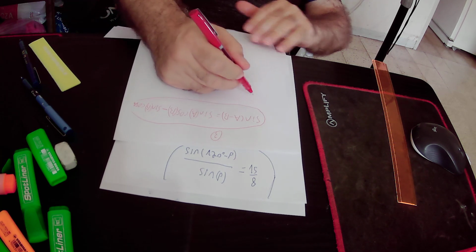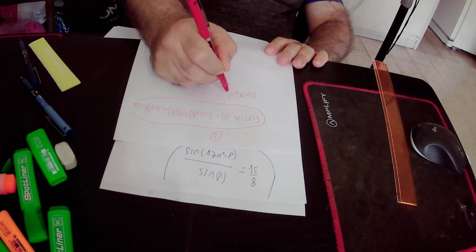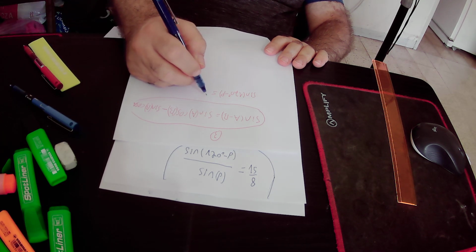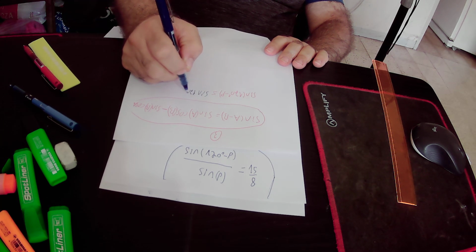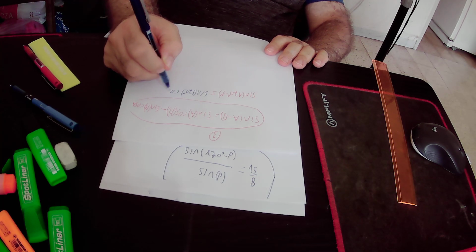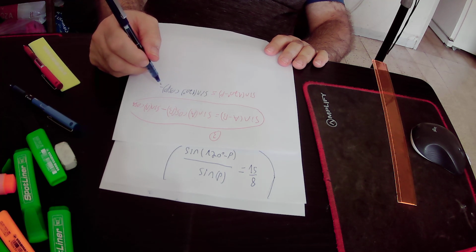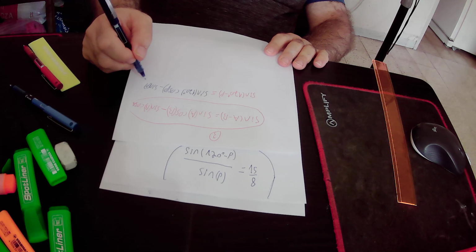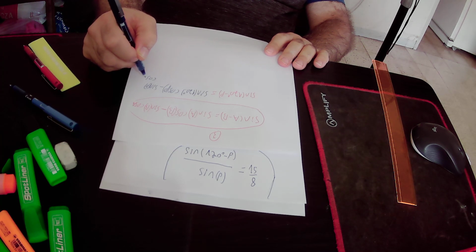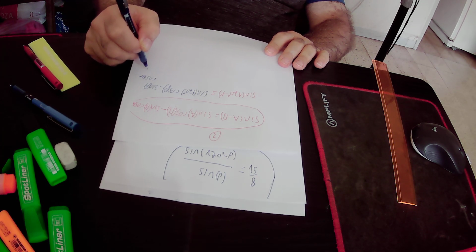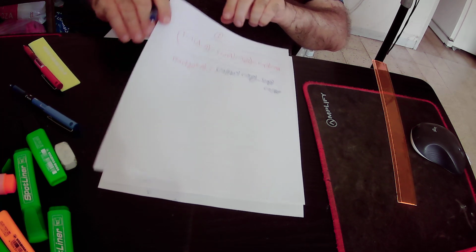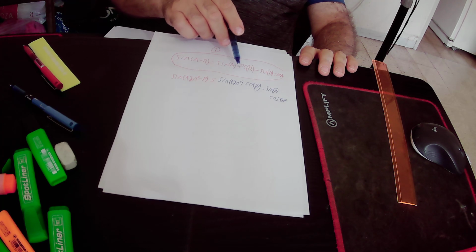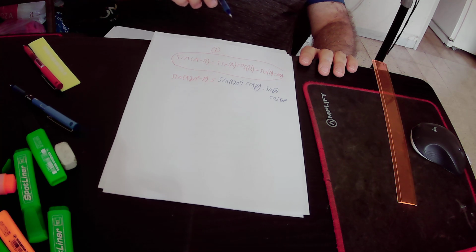Okay, so sine 120 degrees minus p, according to this trigonometric identity, will be equal to sine 120 degrees times cosine p minus sine p times cosine 120 degrees.